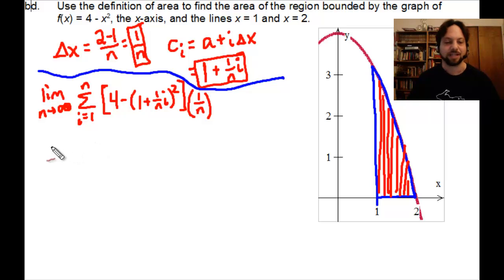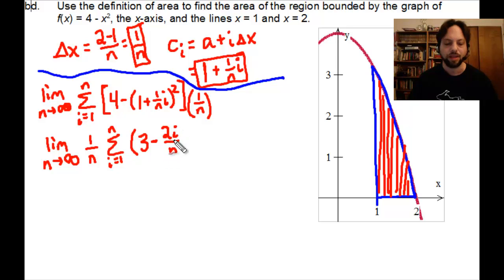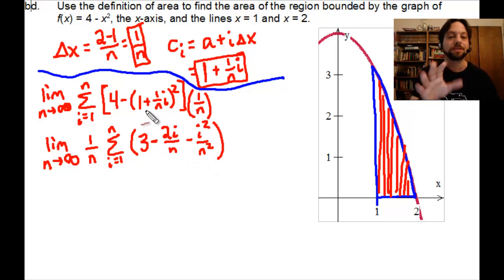So I can simplify this a little bit. I still need to have my limit as n approaches infinity. I won't be able to get rid of that until the end. But this 1 over n factor does not depend on i at all, so I can move it out front. And then what I'm left with is the sigma from i equals 1 to n, and I can simplify this whole thing down and make it look like it says 3 minus 2i over n. And then the last term will be minus i squared over n squared. Now, if you're wondering where this came from, I simply squared this binomial right here and then did 4 minus the result of that. And this is what I got.